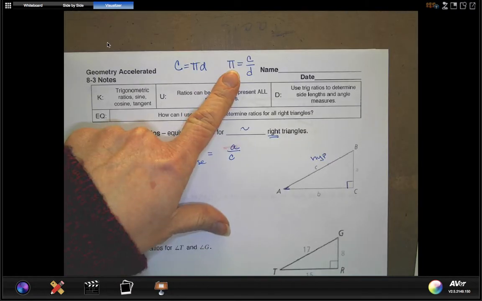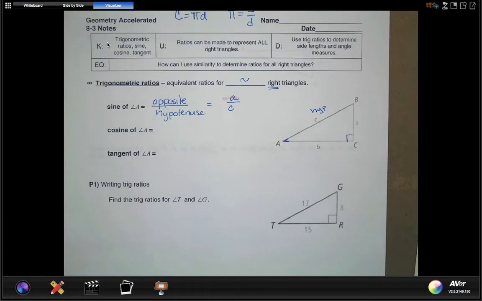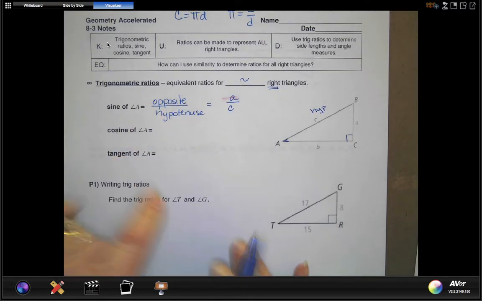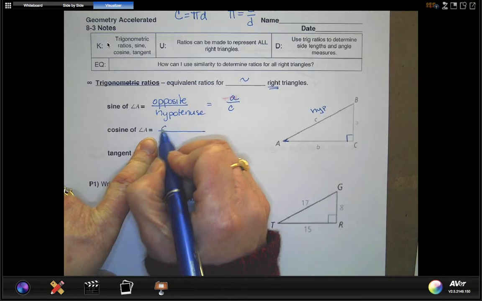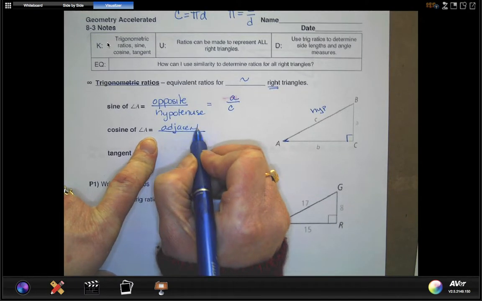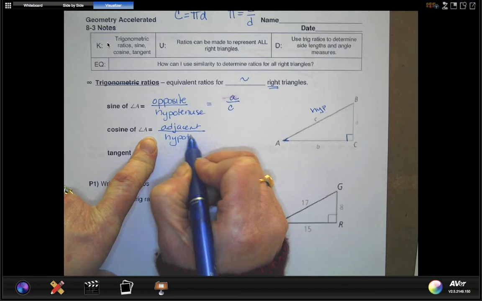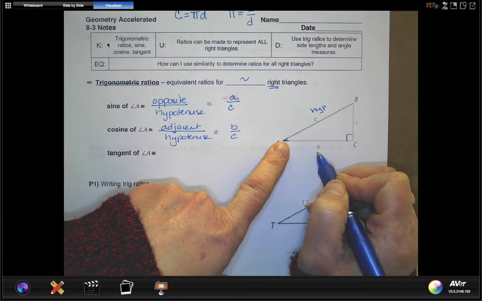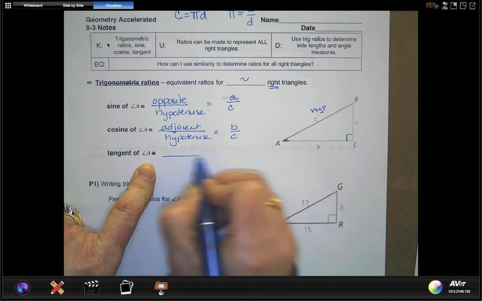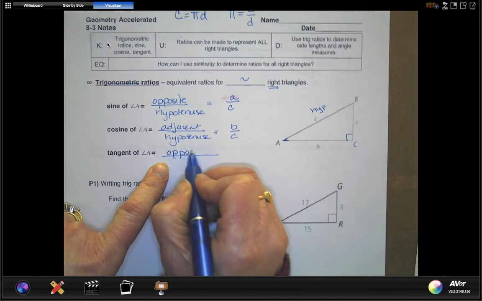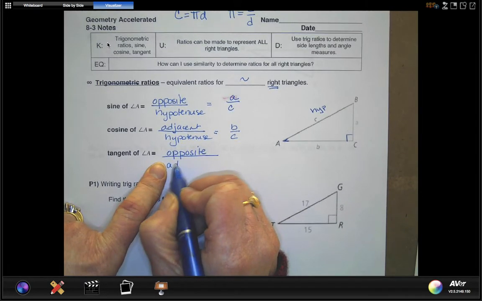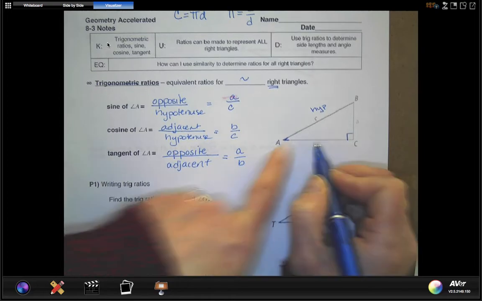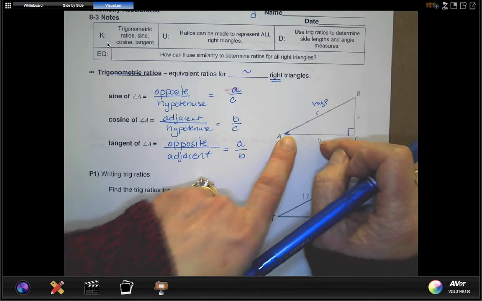Again, just like pi is the ratio of the circumference to the diameter, in the triangle, the sine ratio is the ratio of the opposite side from the angle over the hypotenuse. Cosine of angle A is the adjacent side over the hypotenuse. So if I'm talking about A, B is adjacent over the hypotenuse. And then your tangent ratio is your opposite over your adjacent. So again, if I'm talking about angle A, opposite over the adjacent.